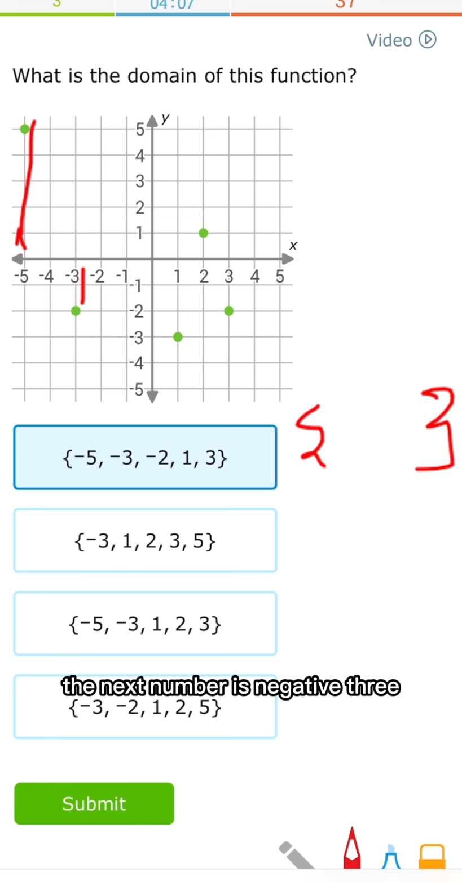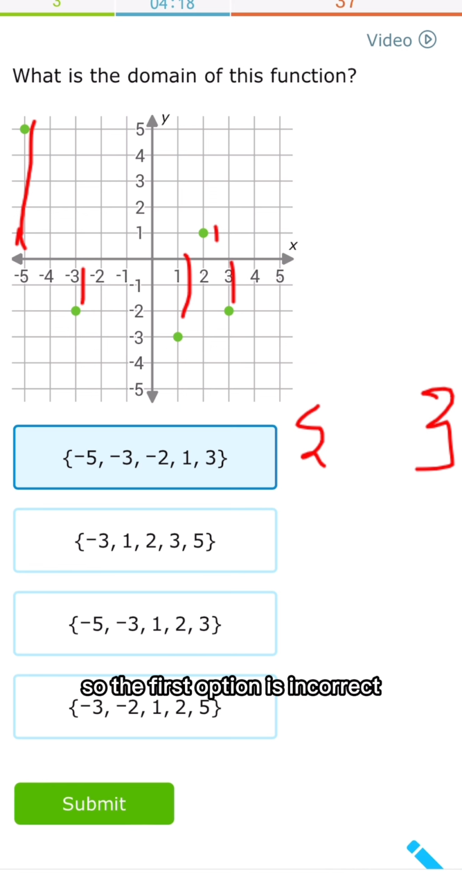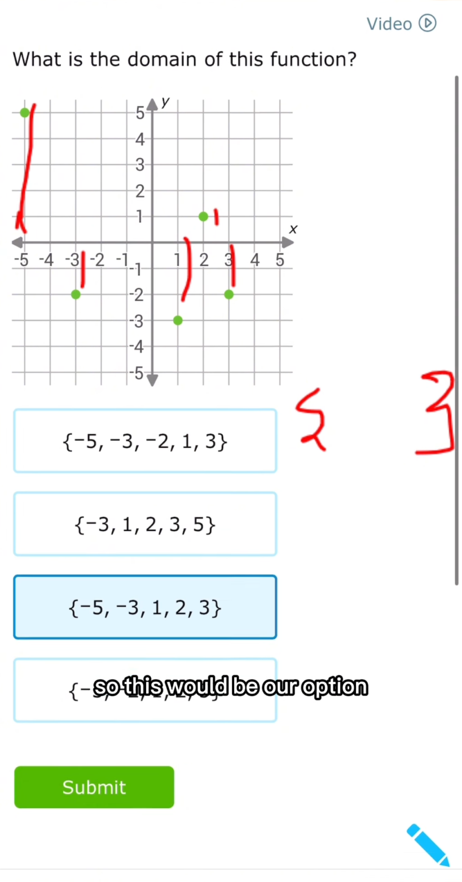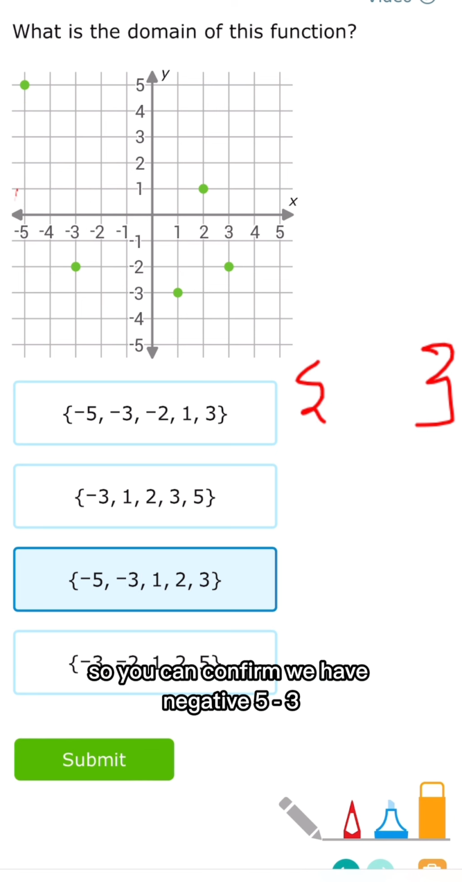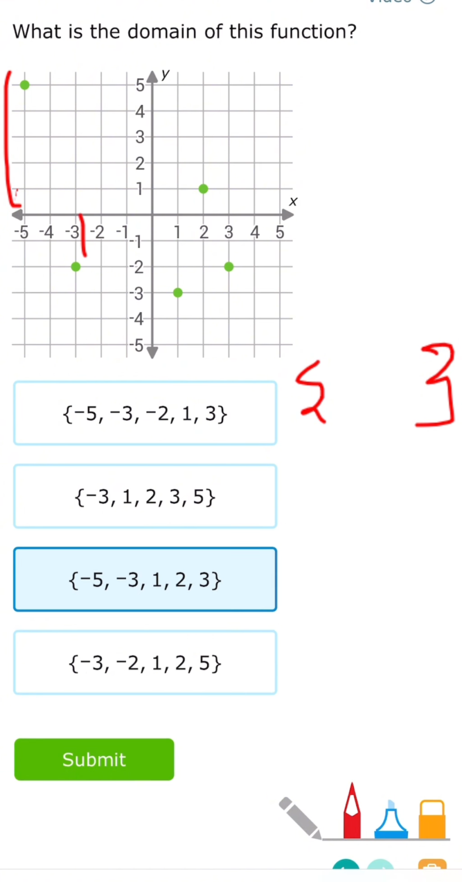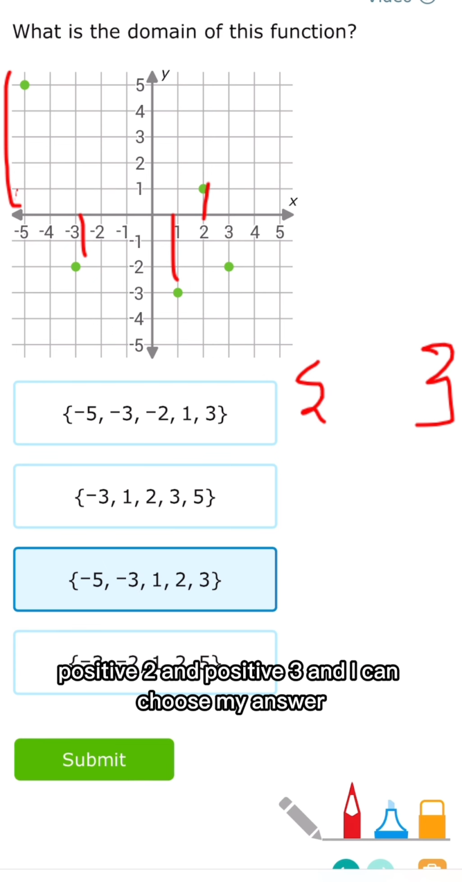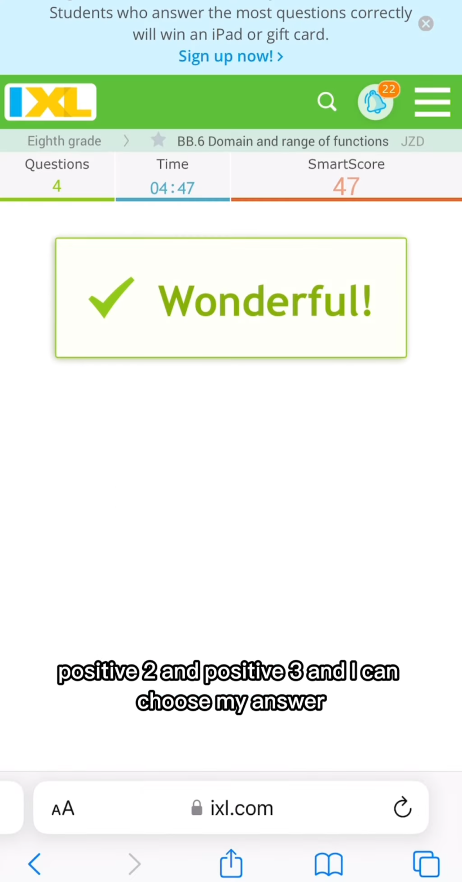The next number is -3. Then we have +1, +2, and +3. So the first option is incorrect because it includes -2 and we don't have -2. So this would be our option. Let me just erase it so you can confirm. We have -5, -3, +1, +2, and +3, and I can choose my answer.